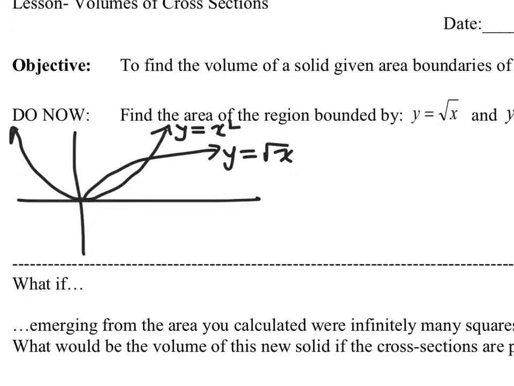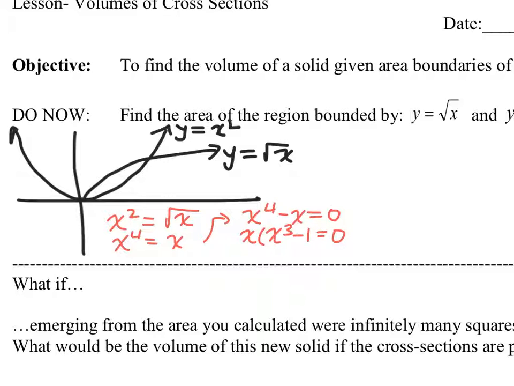All right, I do need the intersections. So x squared has to be equal to the square root of x. Square both sides. X to the fourth equals x. Bring the x over. X to the fourth minus x equals 0 so that you don't lose a solution. X times (x cubed minus 1) equals 0. So set each of these factors equal to 0 and solve. So I'm going to get x equals 0.